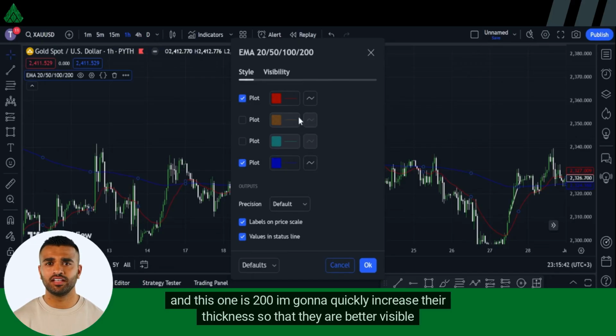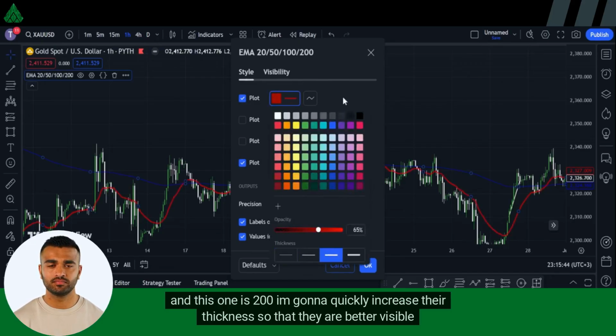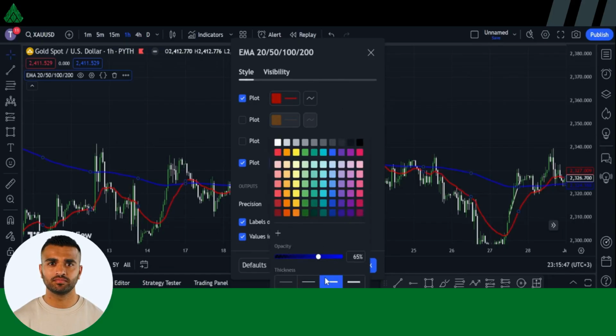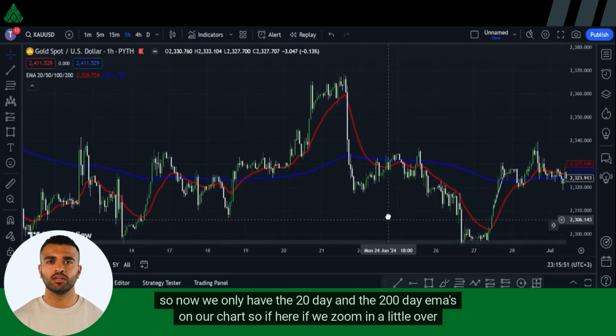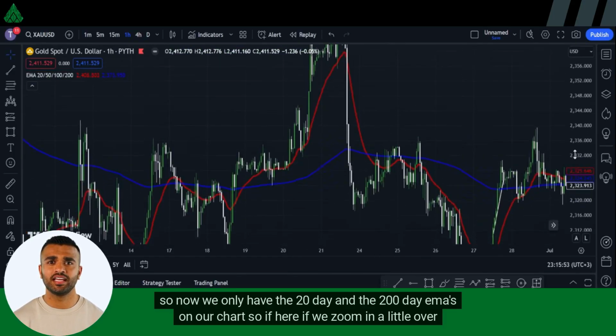I'm going to quickly increase their thickness so that they are better visible. Do the same for the 200-day, and done. So now we only have the 20-day and the 200-day EMAs on our chart.